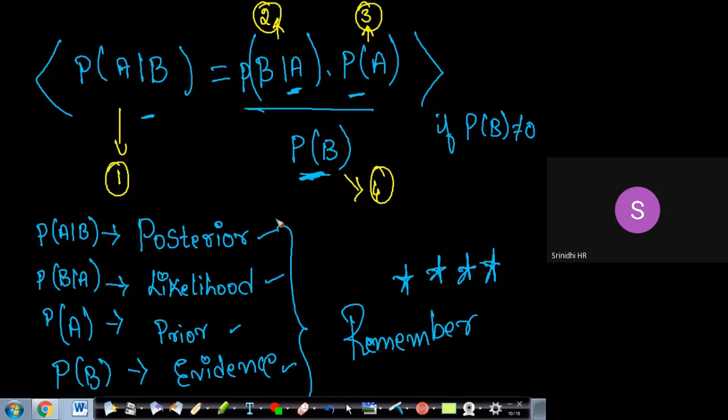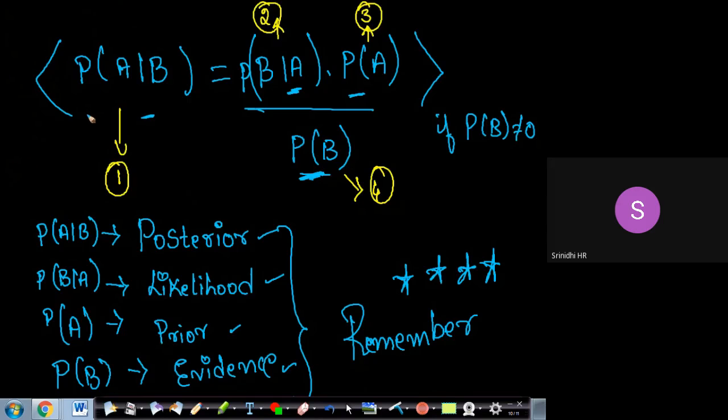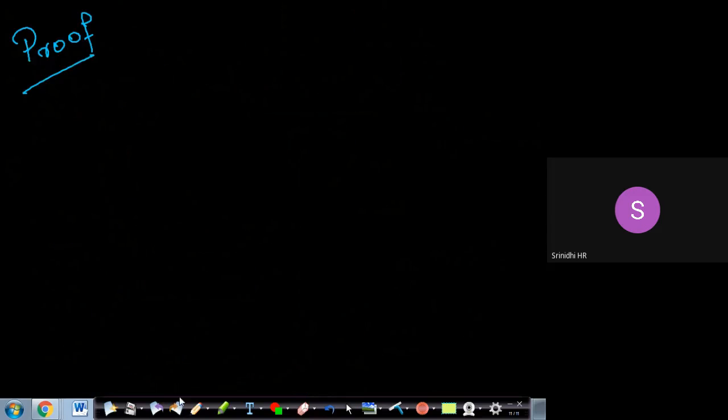So now let's go with the proof. Please note down the proof here. What is the proof for this theorem? What is my LHS here? LHS, I have probability of A given B. So my LHS is probability of A given B.